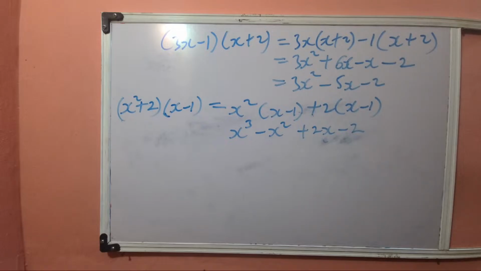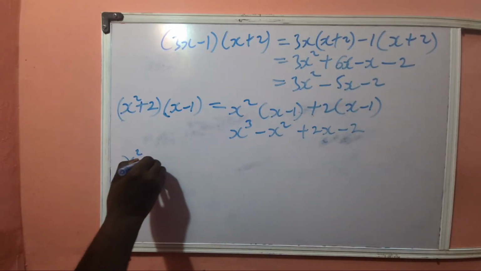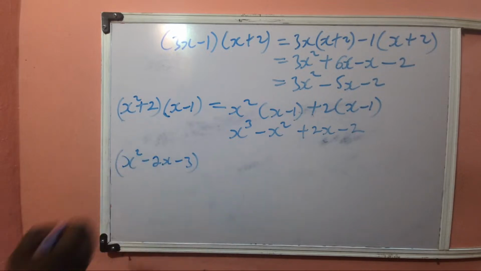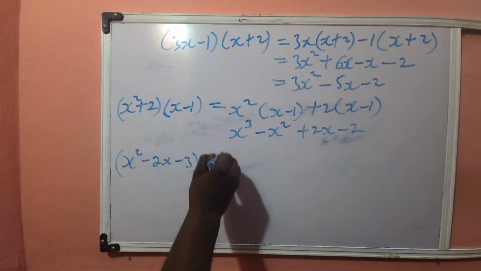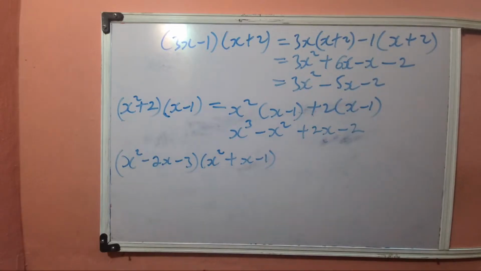So let's see, x squared minus 2x minus 3. Let's assume we're told to multiply this with x squared plus x minus 1. All right. So this looks a little bit large and voluminous, but of course, it's still very much solvable. So let's try and solve this so you get a perfect understanding of how to multiply two polynomials.